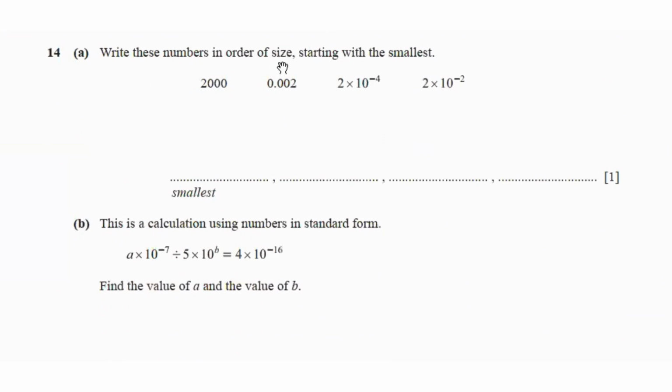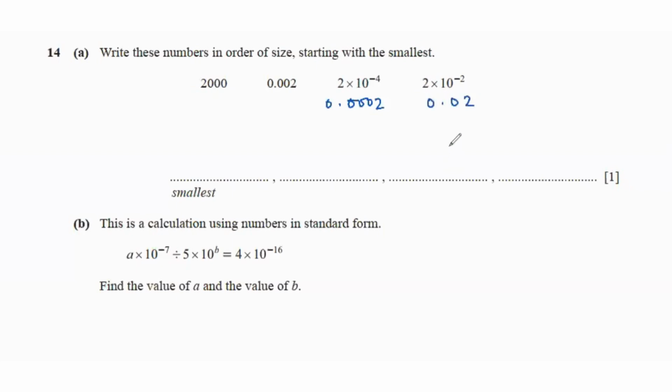Question 14 says, write these numbers in order of size starting with the smallest. So let's write all of these as decimals first. 0.02 is already a decimal. 2 times 10 to the power of negative 4 would be 0.0002 because you move the decimal 4 places to the left. And 2 times 10 to the power of negative 2 would be 0.002. So we move the decimal 2 places to the right.